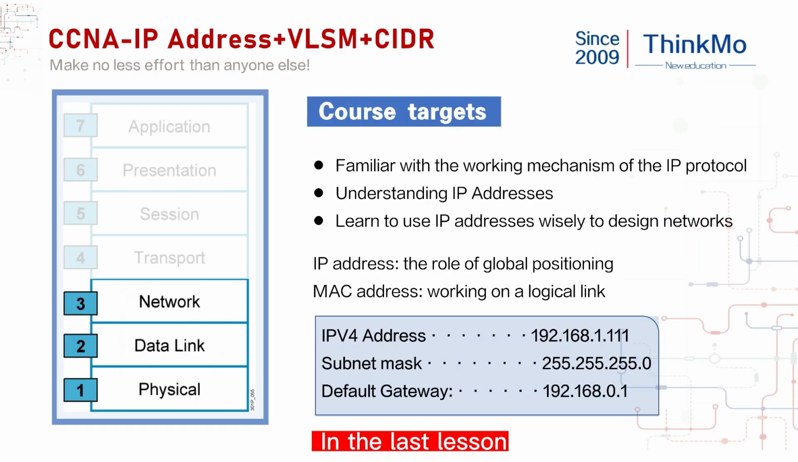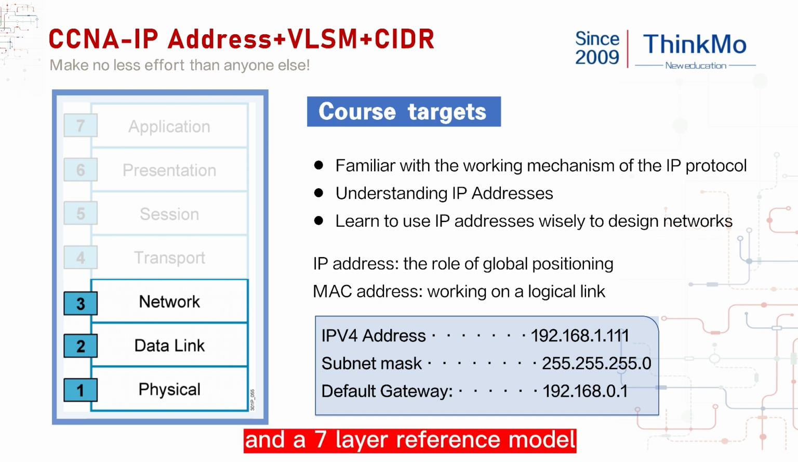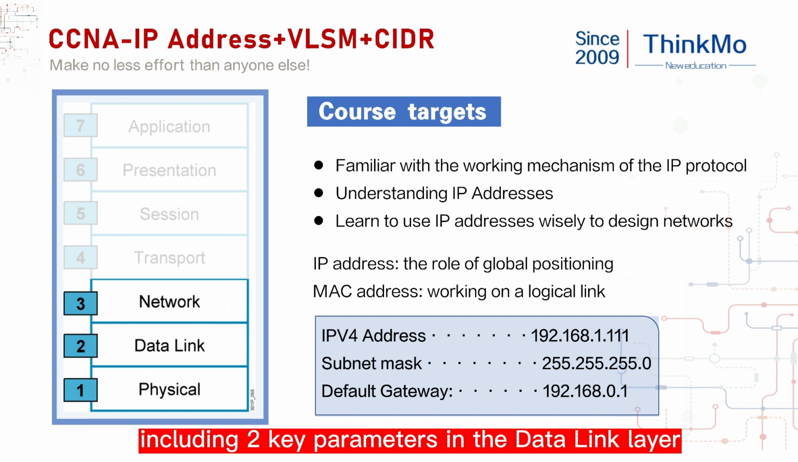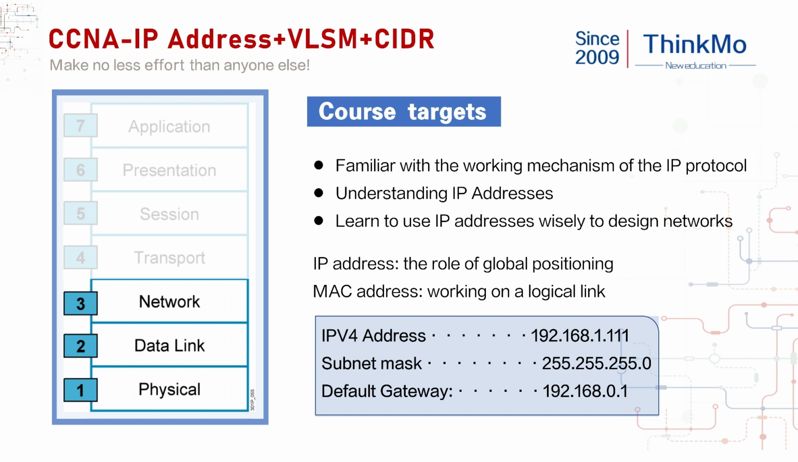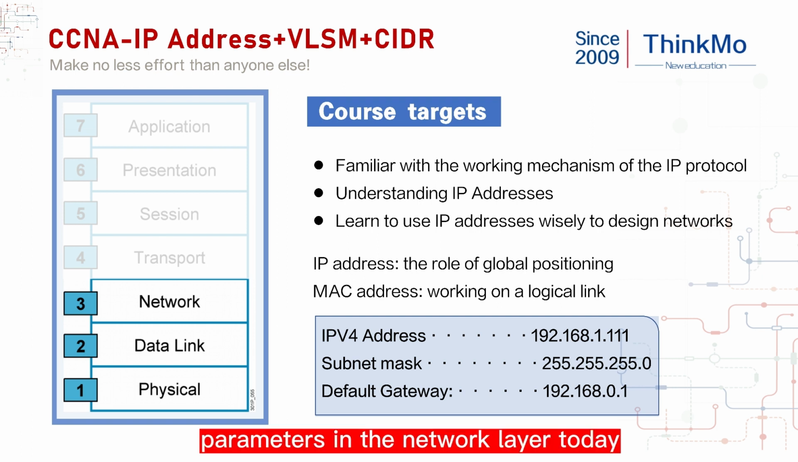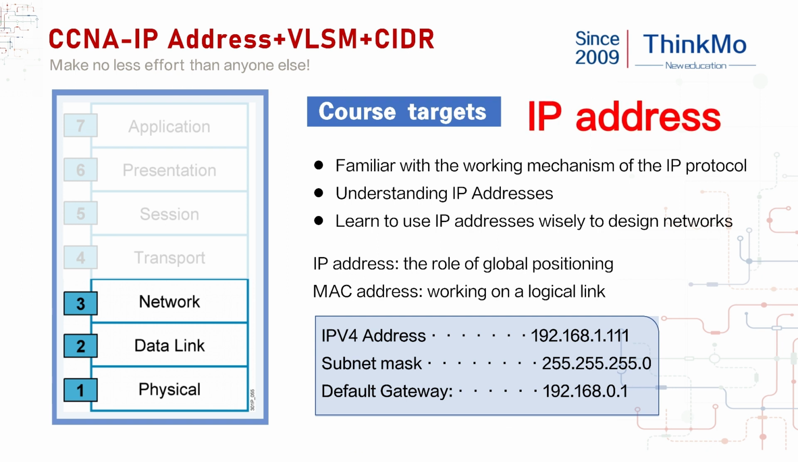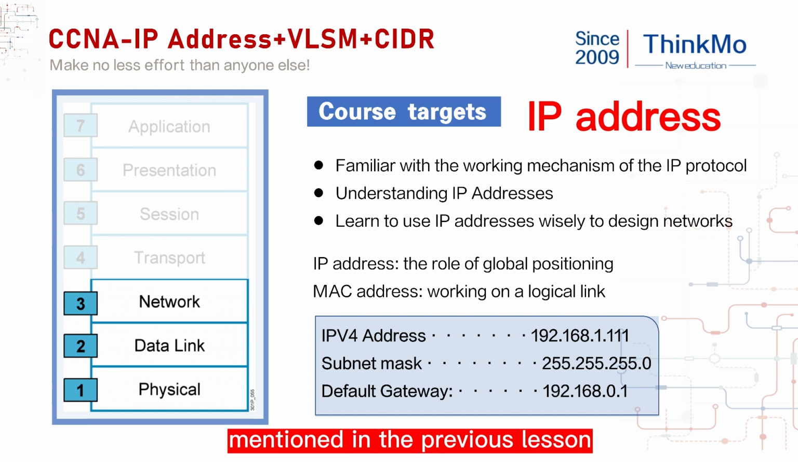Today's topic is IP address. In the last lesson we talked about the basic concepts of the overall network and the 7-layer reference model, including two key parameters in the data link layer, source MAC and destination MAC. Today we revolve around one of the most core parameters in the network layer, the IP address.